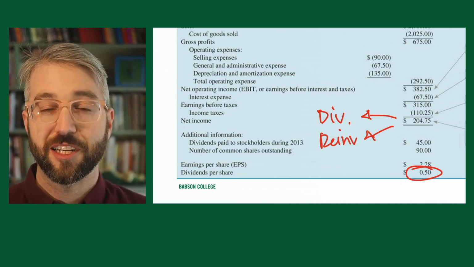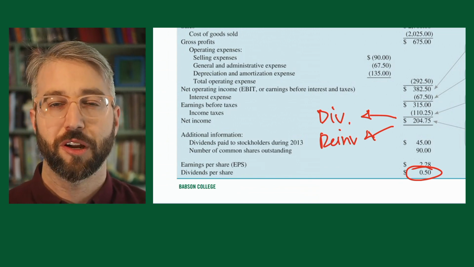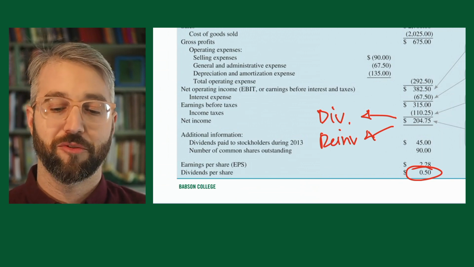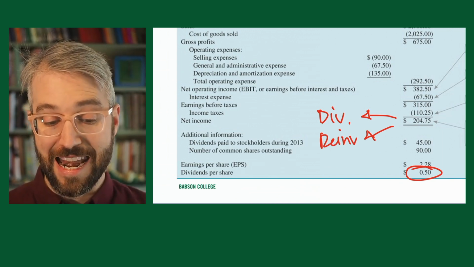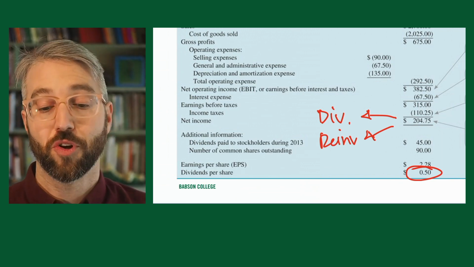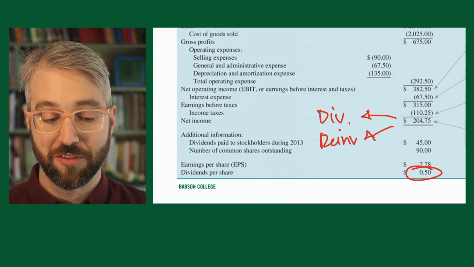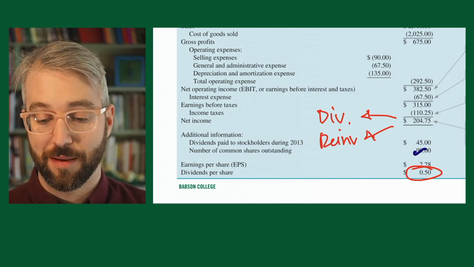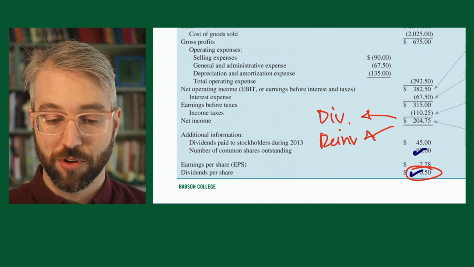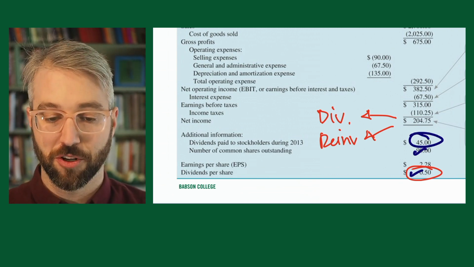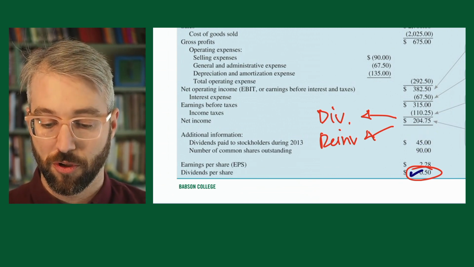So if you were a shareholder in Boswell, for every share that you owned, you should have gotten paid a 50-cent dividend in that year. You owned one share, you got 50 cents. You owned 100 shares, you got $50. If you owned all 90 million shares, you're the sole owner of Boswell, you would have received 90 million shares times 50 cents per share. All $45 million would have been yours if you were the sole owner of the firm.